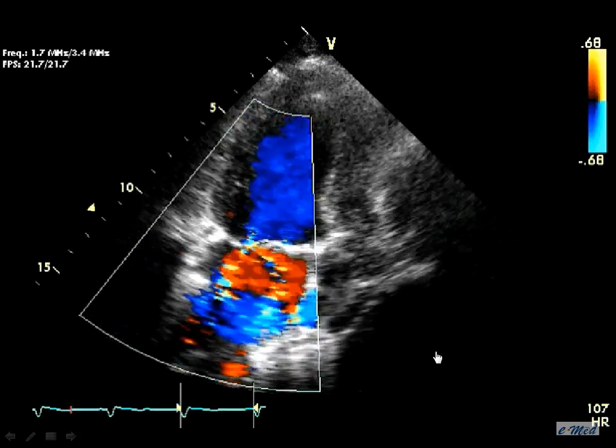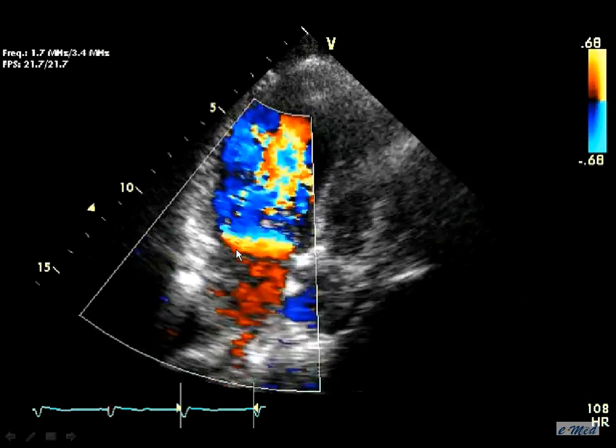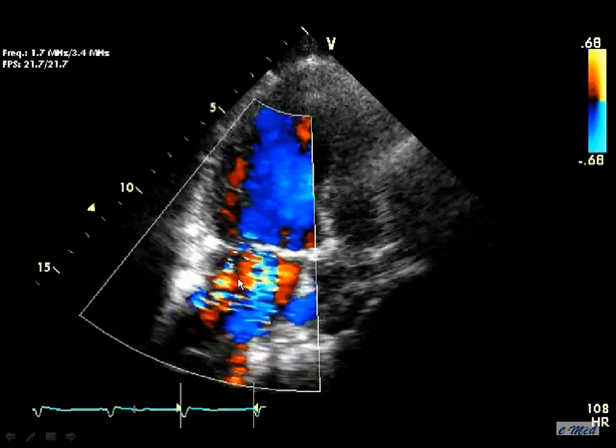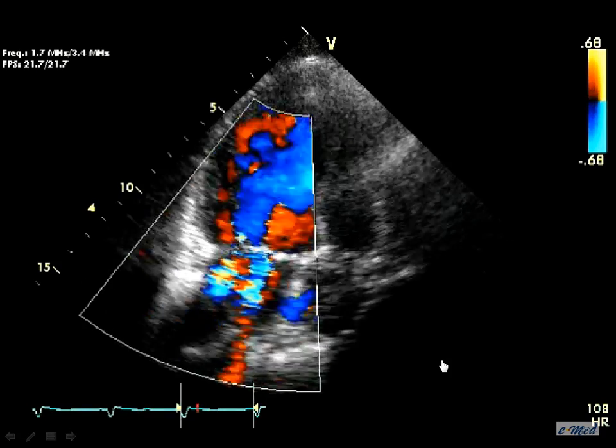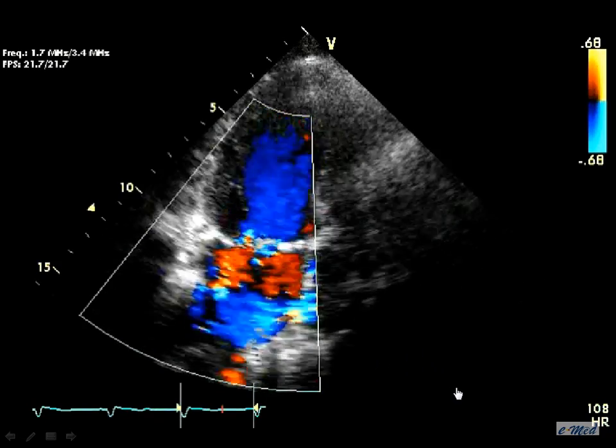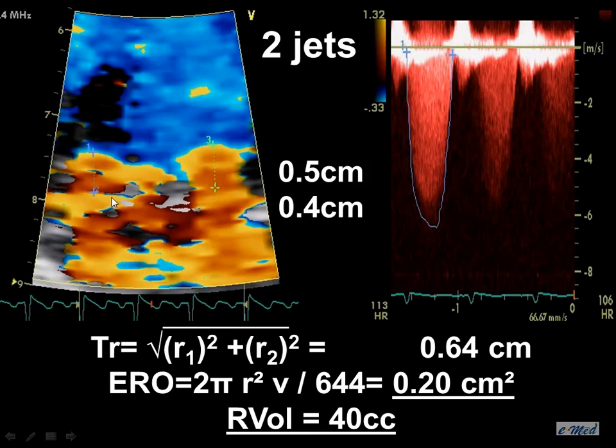For example, here, you have several jets, and they cover almost the entire left atrium. The tendency would be to say this is severe mitral regurgitation. But then you do the PISA. You can measure here 2 of the 3 jets.